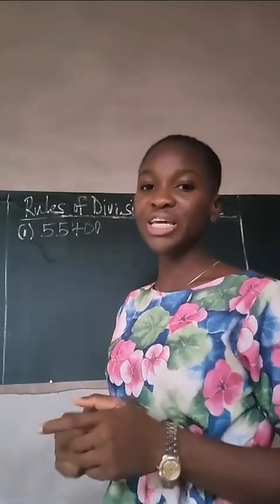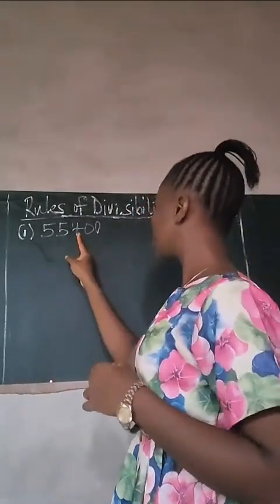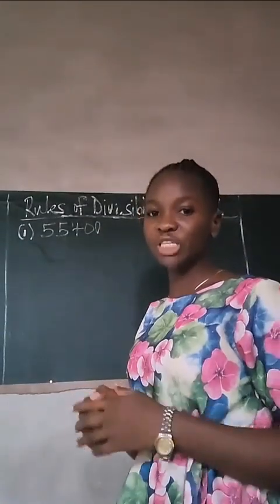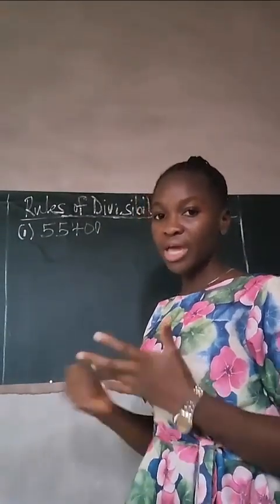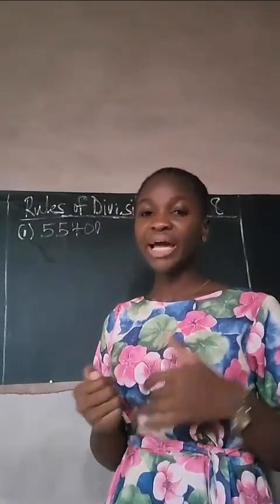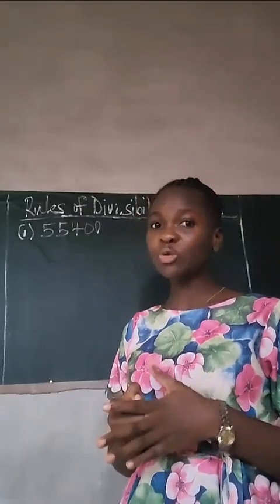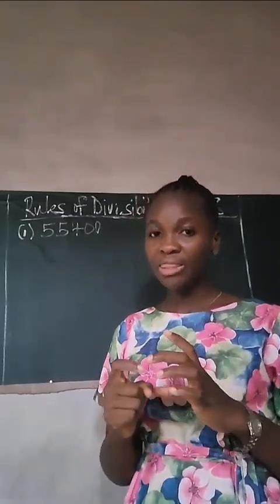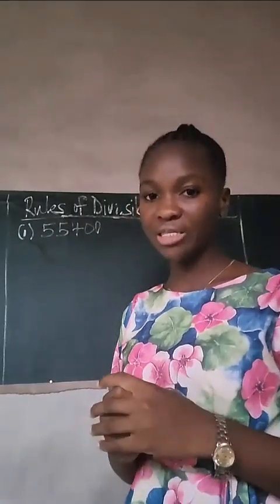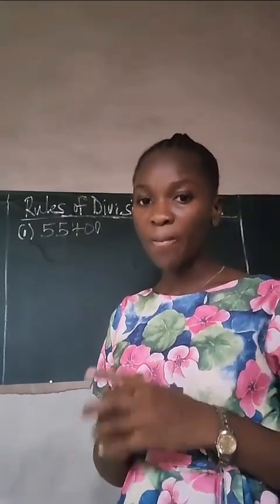The first thing we have to check is the last 3 digits. What are the last 3 digits of this number? We have 400. So is 400 divisible by 8? Yes, 400 is divisible by 8 because 400 can divide 8 50 times. So if 400 is divisible by 8, then 55,400 will also be divisible by 8. So let's check if 55,400 is divisible by 8.